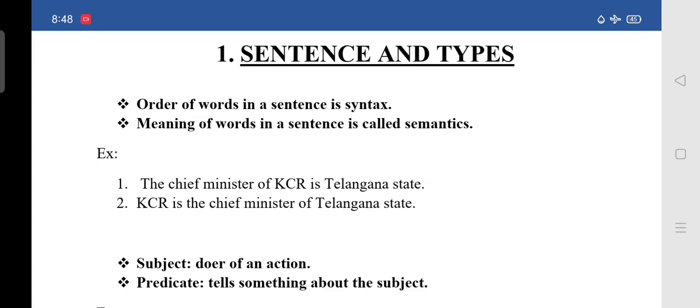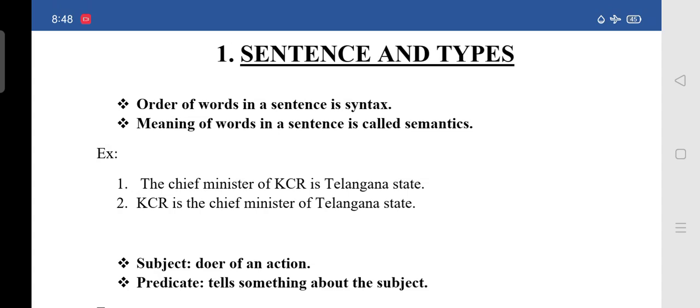So the meaning of words in a sentence we call semantics. So it doesn't have semantics also. If you see the second example here, KCR is the chief minister of Telangana state.